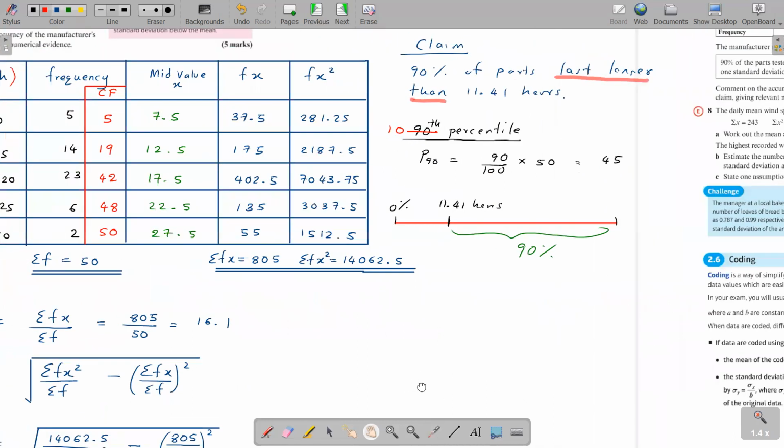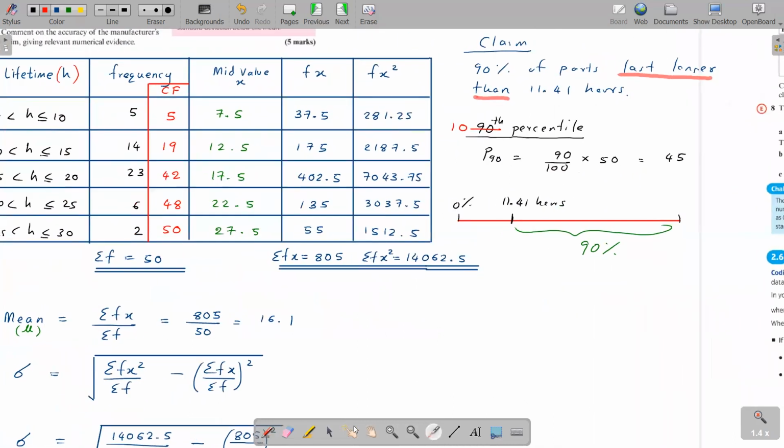Okay, I hope you guys are getting what I'm saying here. So let's check whether this claim is true. I want to see if this percentage is 90%. That's what we want to do.